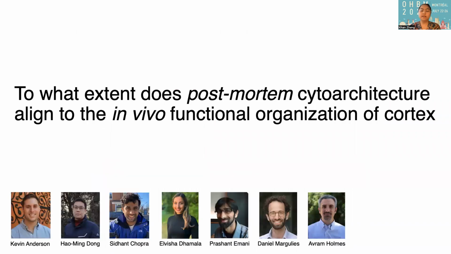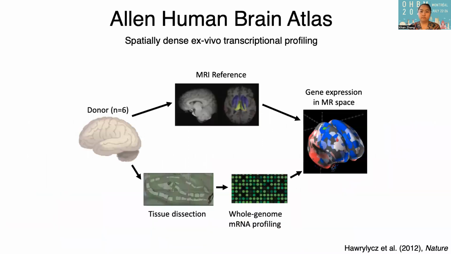So in this project, we seek to investigate the extent to which cortical cytoarchitecture taken from postmortem tissue samples aligns to the in vivo functional organization of cortex. To address this question, our group and others have taken advantage of the Allen Human Brain Atlas, built from postmortem brains of 6 adults. It provides whole genome microarray data of bulk tissue samples across the brain.